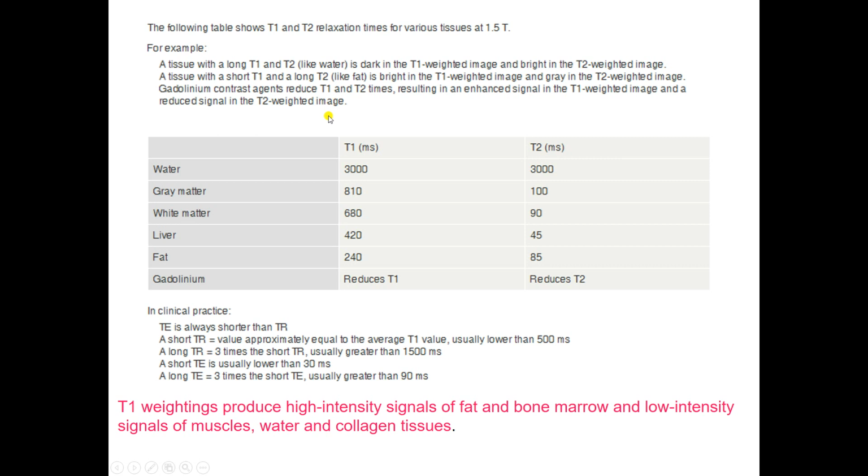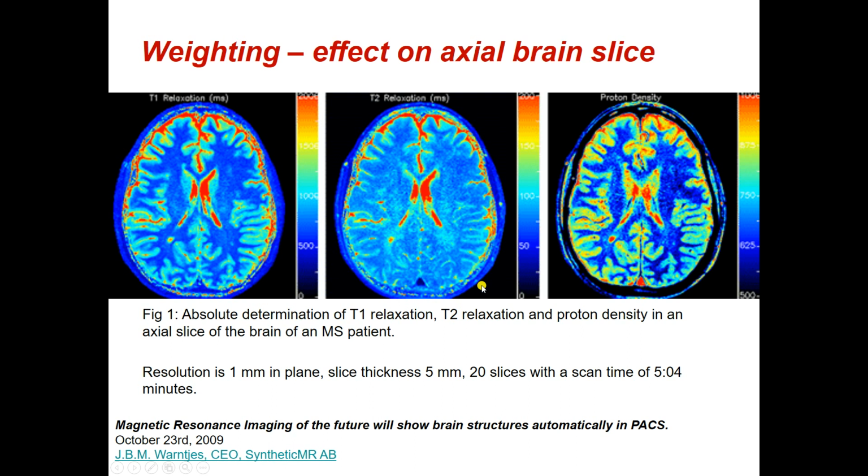All right, so in general, here's another useful graph. You can just look at these things. A tissue with a short T1 and long T2, like fat, is bright in T1 weighted image and gray in the T2 weighted image. A tissue with long T1 and T2, like water, is dark in T1 and bright in T2. So these are just things that are useful to know. In general, T1 weightings will produce high intensity signals, that means bright, for fat and bone marrow, and low intensity signals, which means dark, of muscles, water, and collagen. That's just generally true, and it's all set by the TE time.